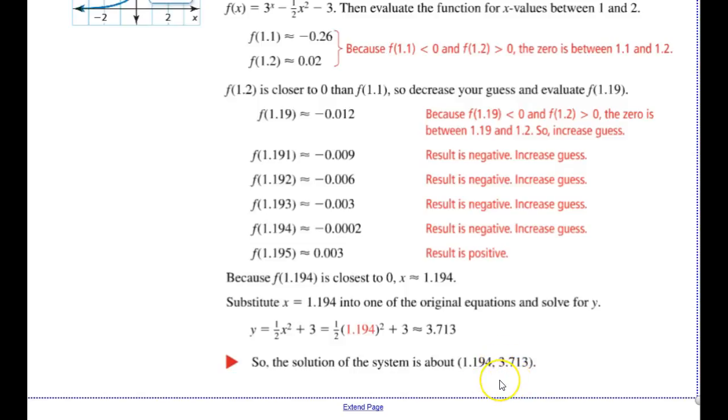So the thing we really looked at when we're approximating these solutions is the change in sign. When my sign changes, that tells me that's where my solution is. And then I just continue to narrow my grid, narrow the things that I'm looking at in order to find that solution.